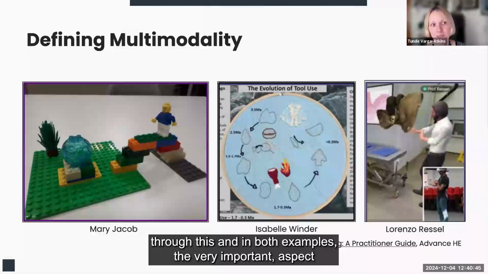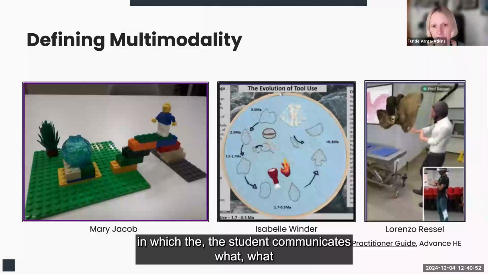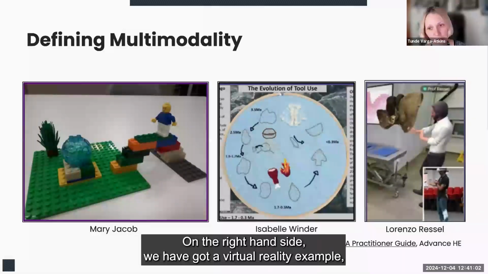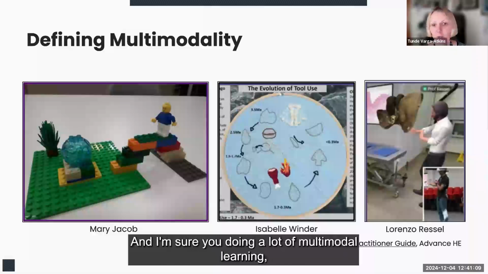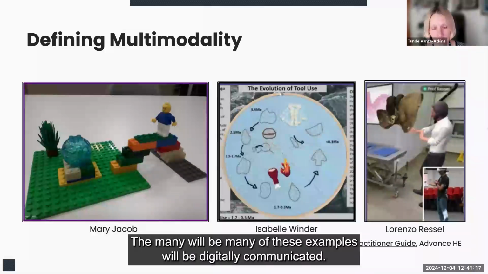And in both examples, the very important aspect that goes together with this is the narrative or the reflection in which the student communicates what and how that multimodal artifact expresses their learning. On the right-hand side, we've got a virtual reality example, and I think Laura's talk was also an example of that. In many cases, and I'm sure you're doing a lot of multimodal learning, teaching and assessment in your examples as well, many of these examples will be digitally communicated.